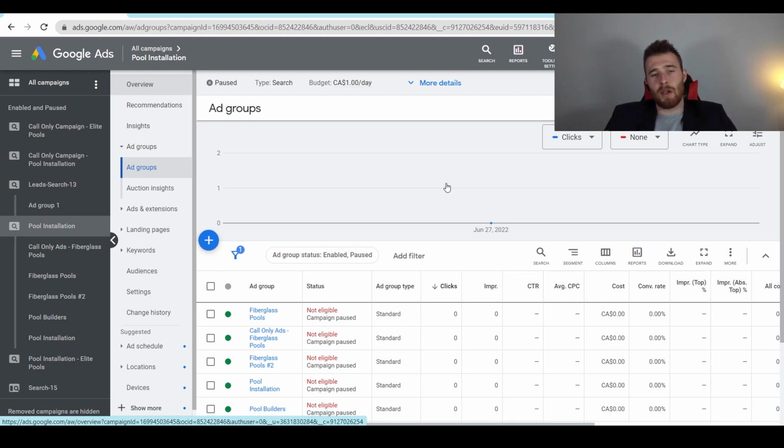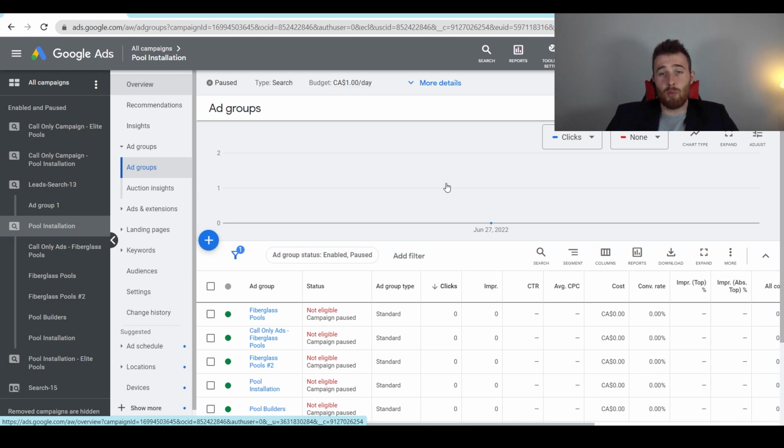Another thing I would recommend is looking at your bidding strategy. I recommend normally getting as much data into your account as possible at the very beginning, using a maximize click strategy, and then switching over to target CPA once you have at least 30 conversions in the account. This doesn't always work for every account, but the vast majority it does.